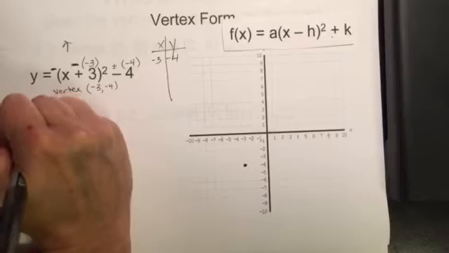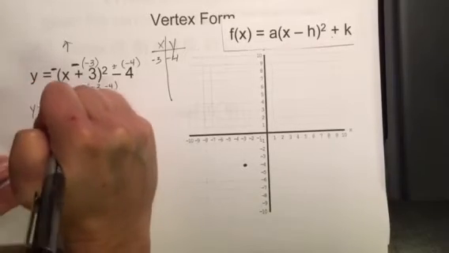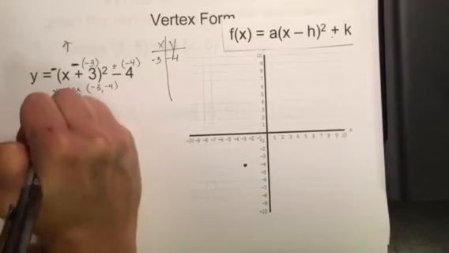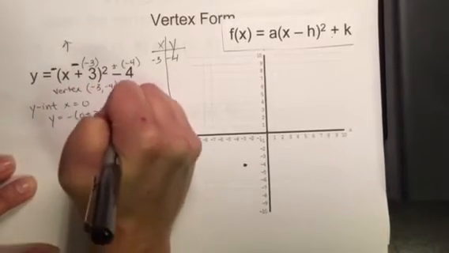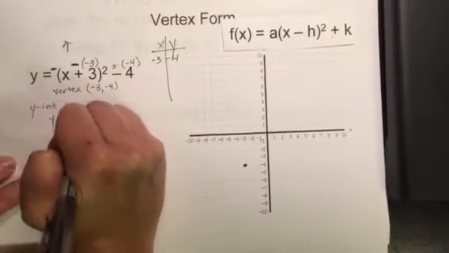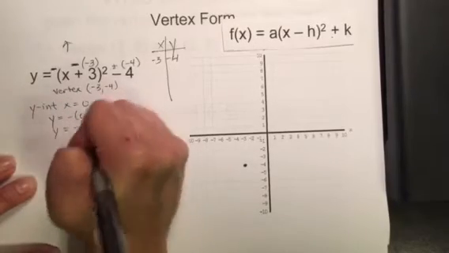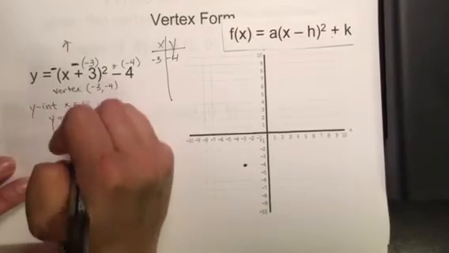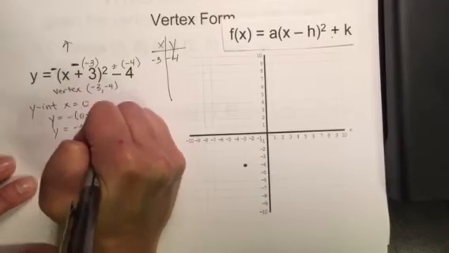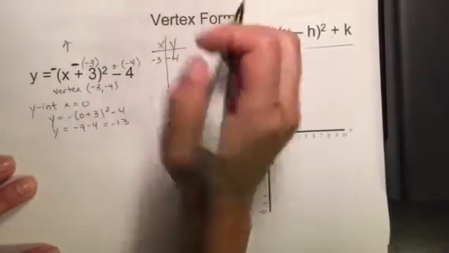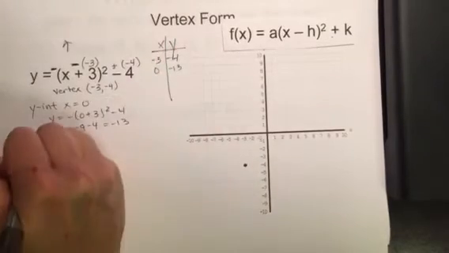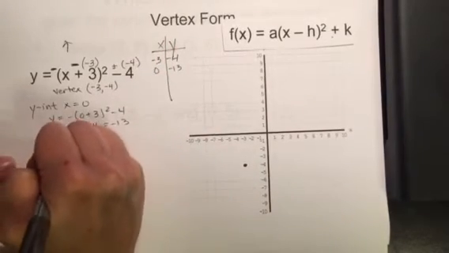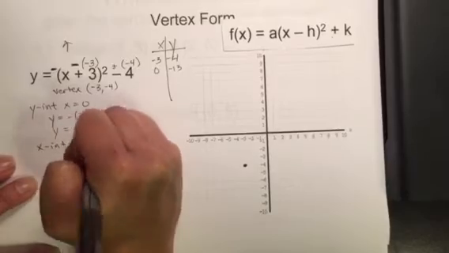All right, y-intercept. That happens when x equals 0. So I'm going to plug that in. So y is going to equal 3 squared is 9, but I have this negative sign. So negative 9 minus 4 equals negative 13. So 0, negative 13.